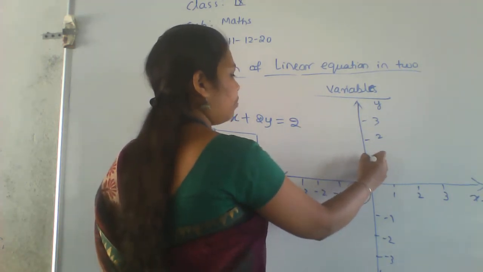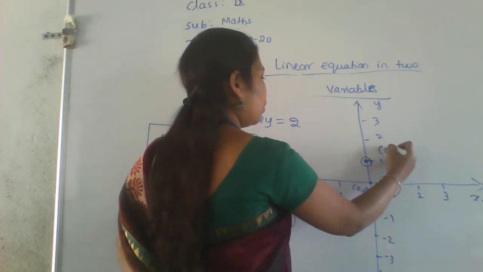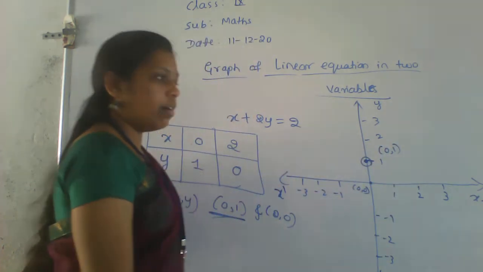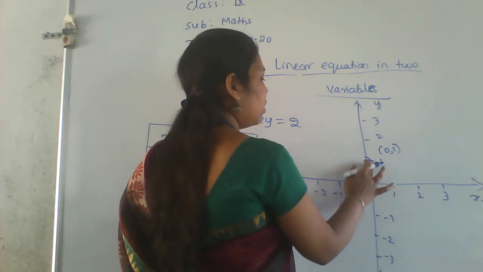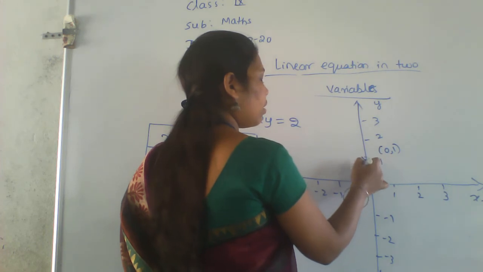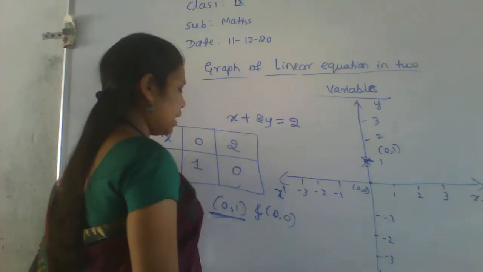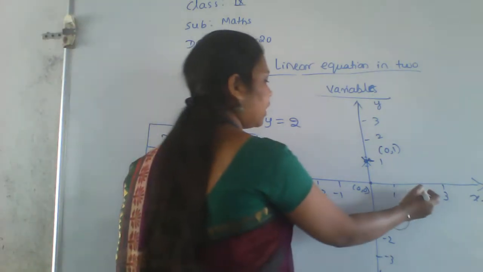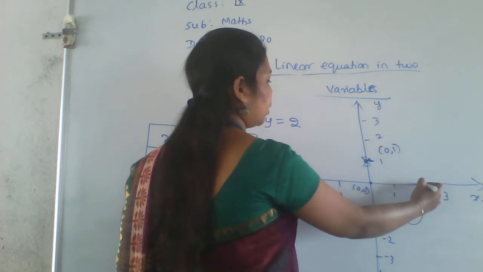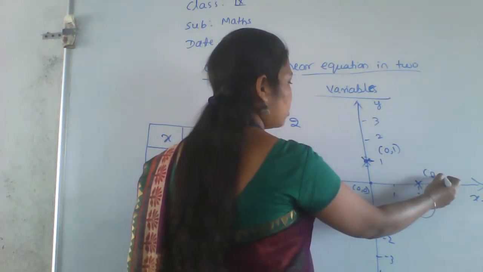That is here. Okay. So here we can write that as 0, 1. I'll mark it like this. You can mark it round or you can mark it with a cross also. It's your wish. Okay. The next point is 2, 0. Where is 2? 2 is on the x axis and y is 0 here. So this point is nothing but 2, 0.